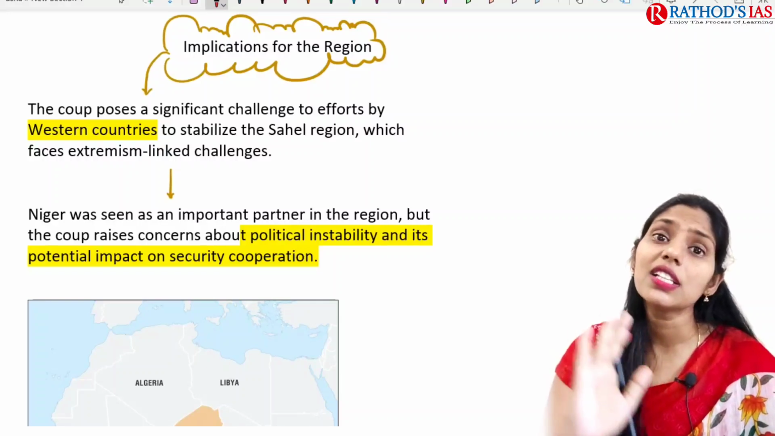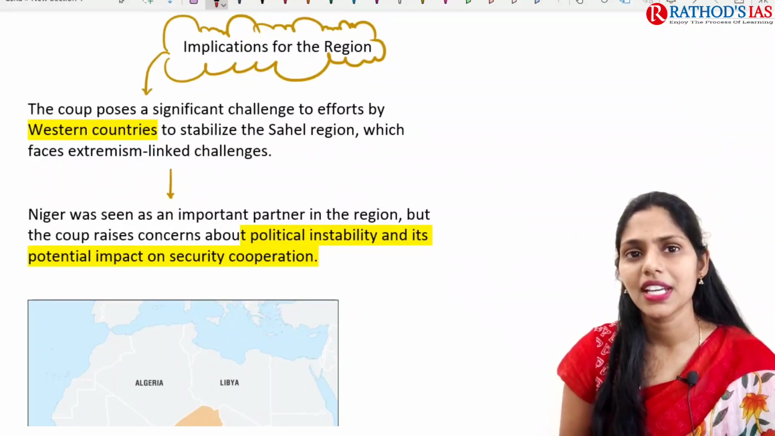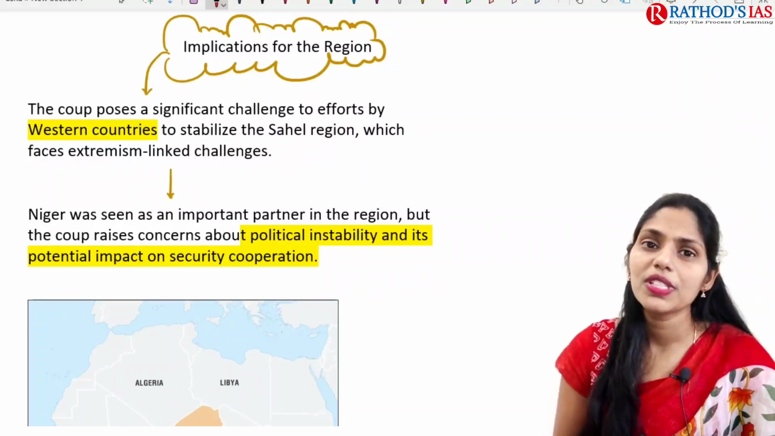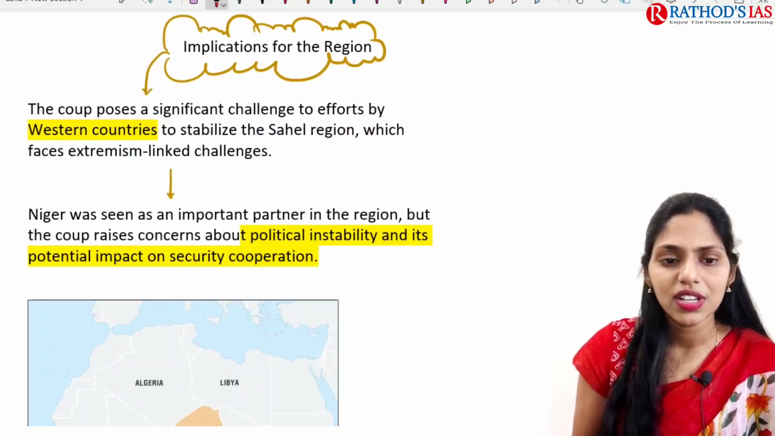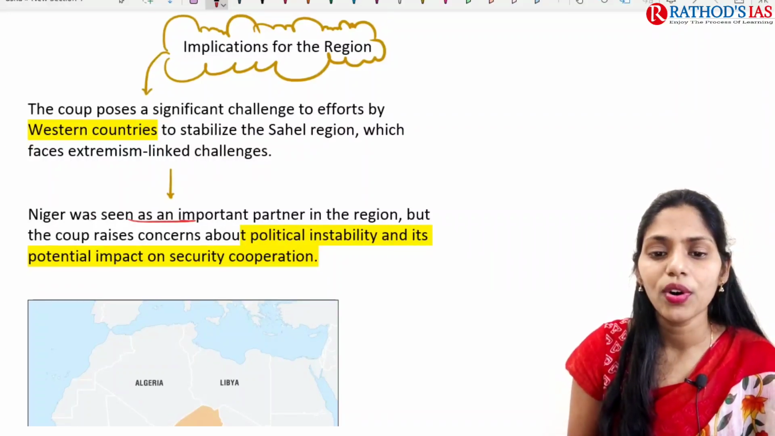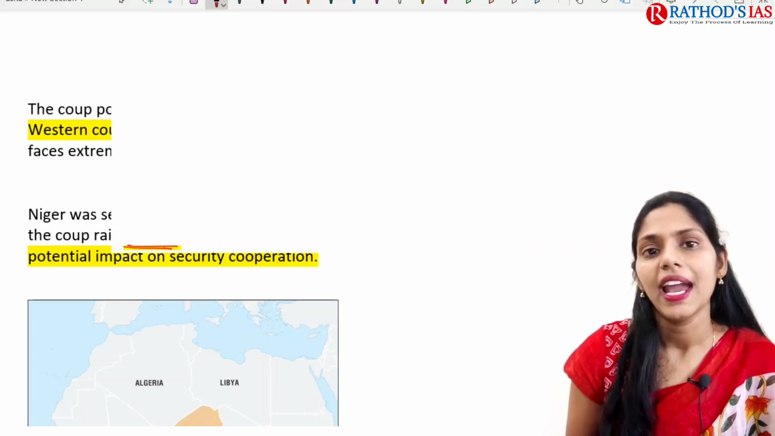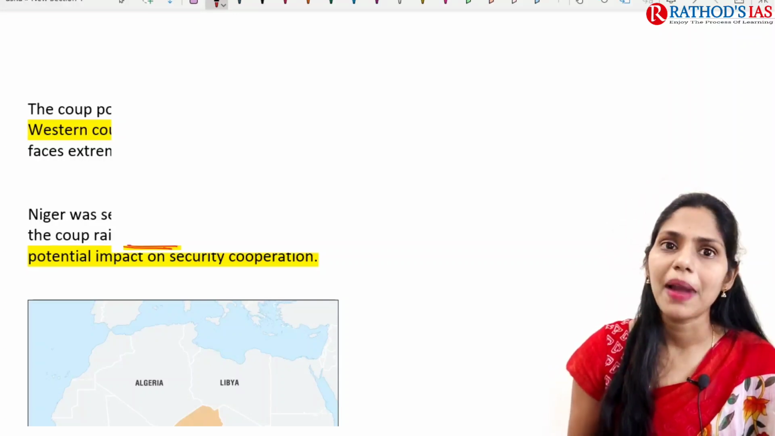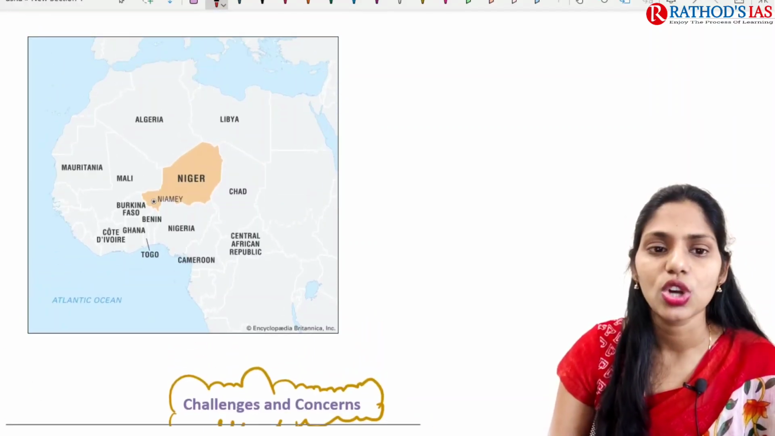In the Sahel region there is a rapid spread of ISIS, the Islamic State, and they are taking some necessary steps to control this. Whenever a coup happens, it will arrest the efforts taken by the government. Next, Niger was seen as an important partner in the region, but the coup raises concerns about political instability, and because of this political instability it will also have some impact on security cooperation as well. So this is about this topic.